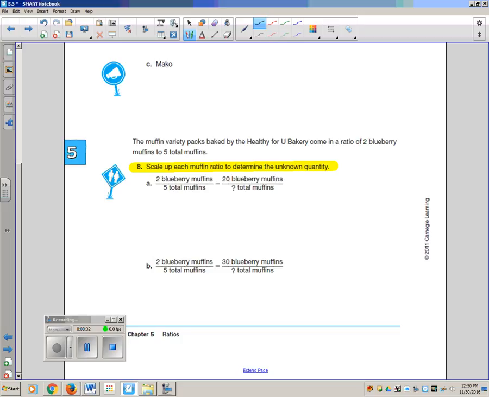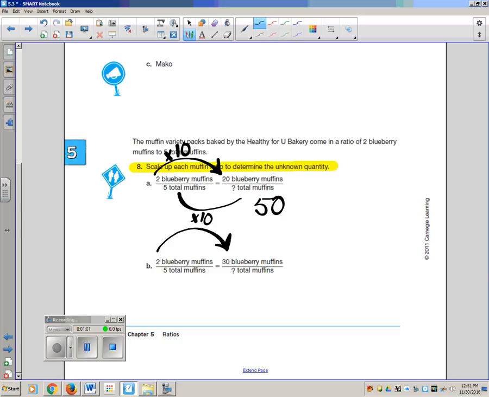The muffin variety packs baked by the Healthy for You Bakery come in a ratio of 2 blueberry muffins to 5 total muffins. 2 to 5. If I take 2 to 20, I multiply by 10. Whatever you do at the top, do the bottoms, multiply that by 10, you end up with 50 muffins. When we are scaling up, all we are doing is making equivalent fractions.